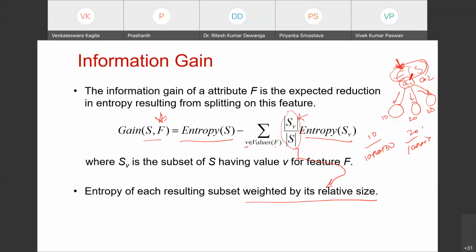Any query here, please feel free to ask, and then we'll proceed to the example. Any query? Do you agree with this intuition or not? Okay, good.